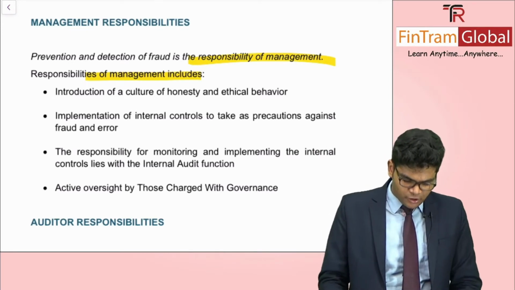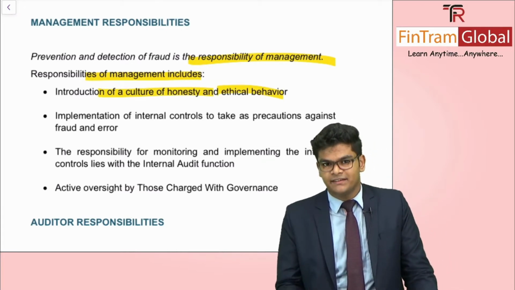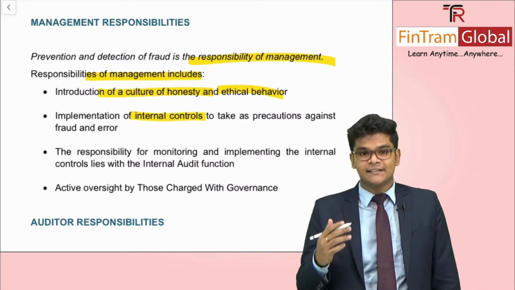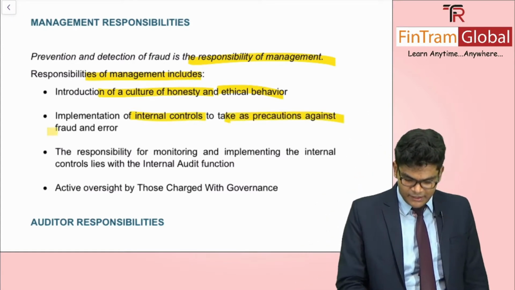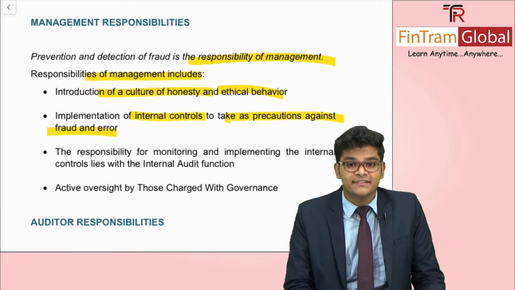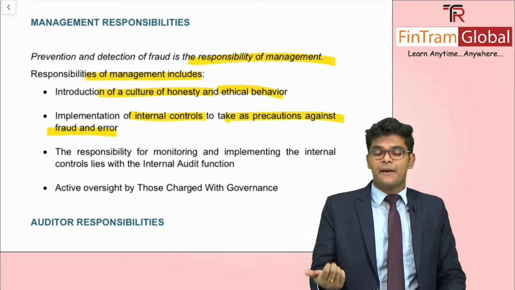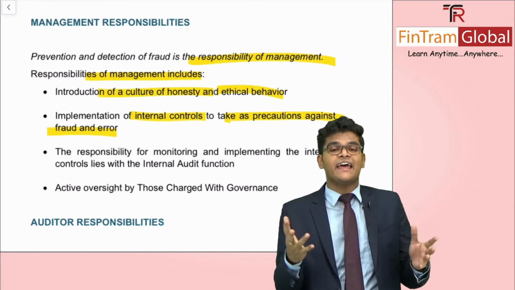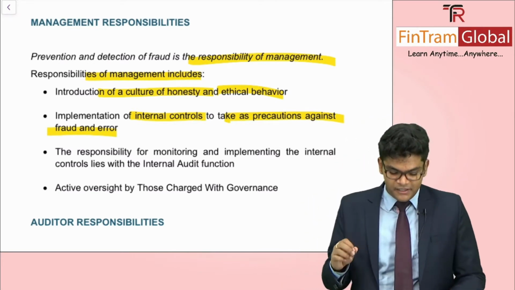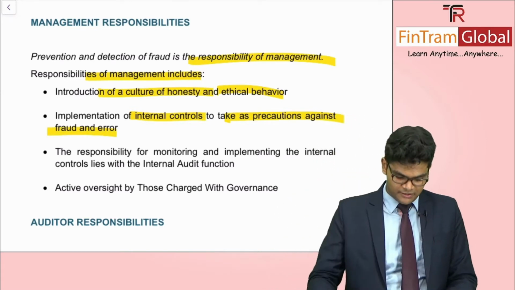The management's responsibility is, first of all, to introduce a culture of honesty and ethical behavior. That's the first thing. Secondly, it involves implementation of internal controls to take precautions against fraud and error. Why do we have internal control systems within an organization? To prevent, detect, and correct certain misstatements that can happen within the financial statement, as well as certain activities within the organization, isn't it? So that's basically it. Okay, folks, the primary responsibility for implementing such internal controls lies with the management. So keep this in mind.